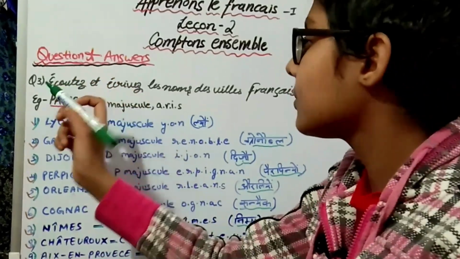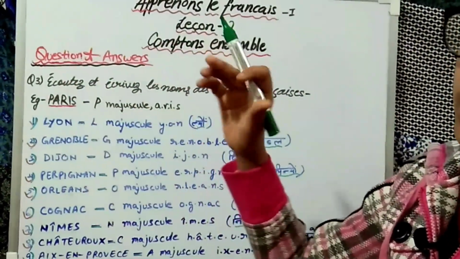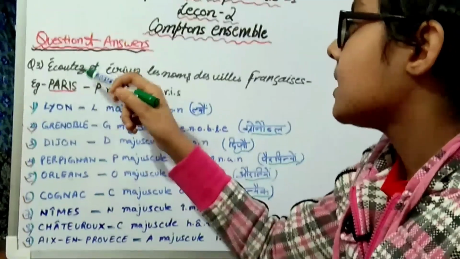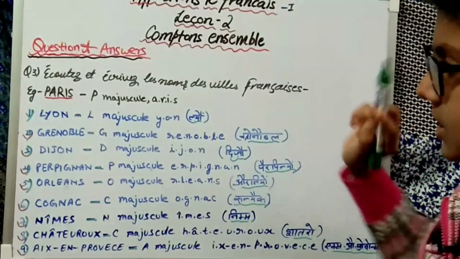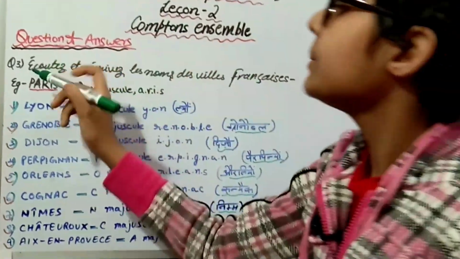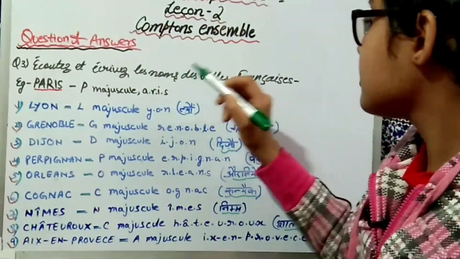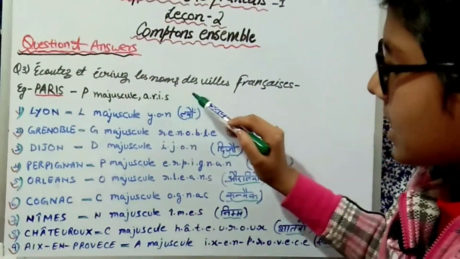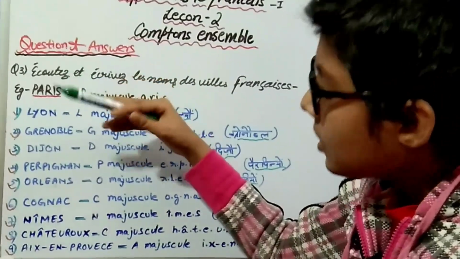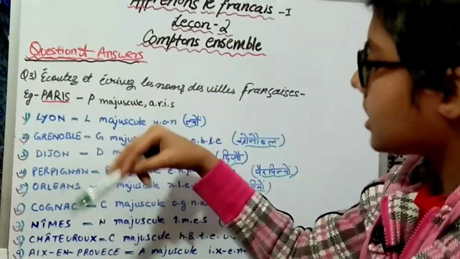So here we are at question number 3, and let's first read the question. That is, écoutez et écrivez les noms des villes françaises. Now what is the meaning of this? It means listen and write the names of the French cities. So the first one is an example that is given to you, and then we need to follow the same pattern and write all these.